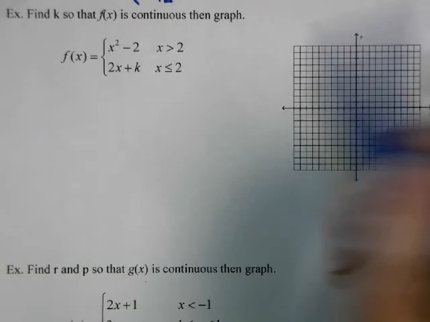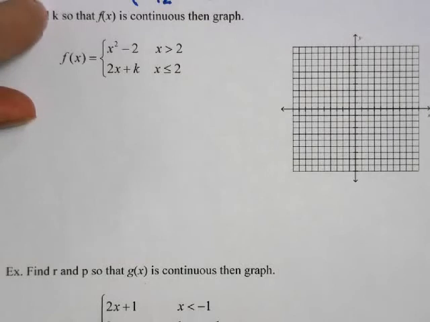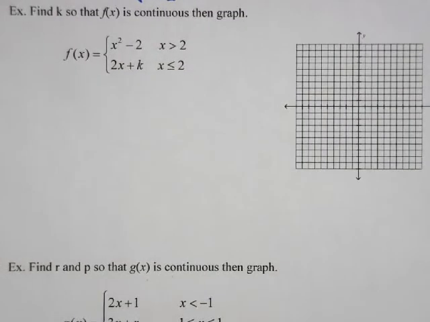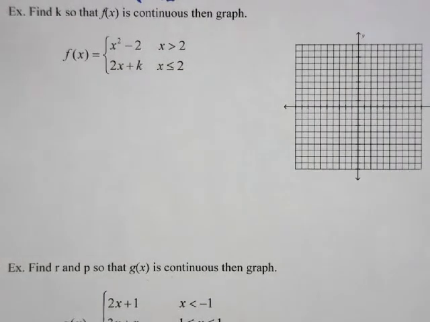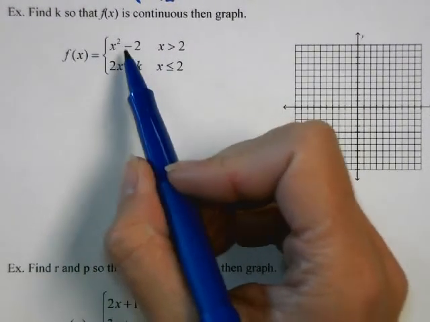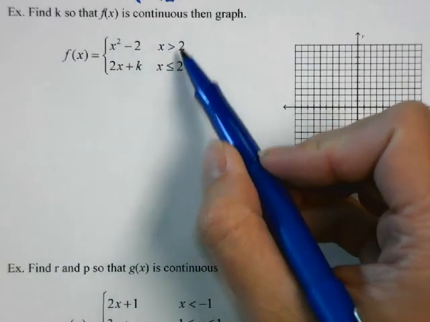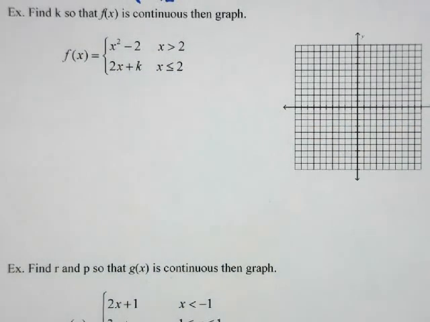Okay, now we're looking at a piecewise function that's already written for us, and we're going to find the value of k so that we have a continuous graph, and then we're going to graph it. So it's going to have a function value. We've got a line here, a parabola here. It's going to be continuous here. It's going to be continuous here. The issue is at 2. We need them to go to the same place.